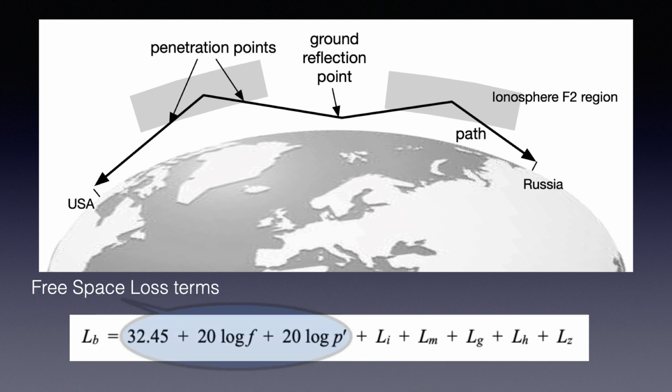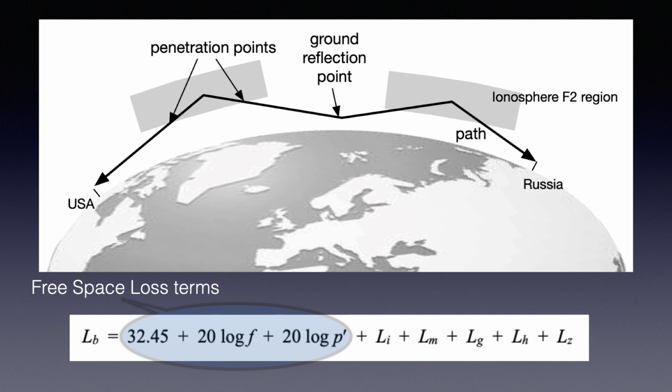There's the free space loss bit. There's a frequency term 20 log f, where f is in megahertz. So for 14 megahertz, that gives us about 23 decibels. That loss is there regardless of the path length. It's there effectively as soon as the signal leaves the transmitting antenna.